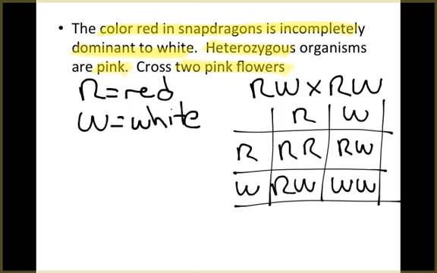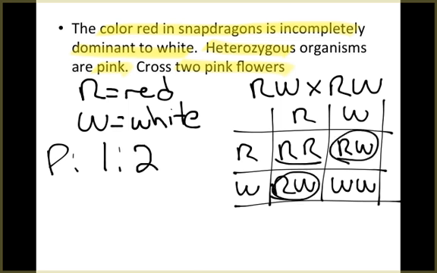With these, I'm only going to ask for phenotype. So tell me, what are they going to look like? How many of these are going to be red? We're going to have one red flower. We're going to have two pink flowers, because those are heterozygous. And homozygous recessive, or white flowers, we're going to have one. It's just that simple. It's the same process.